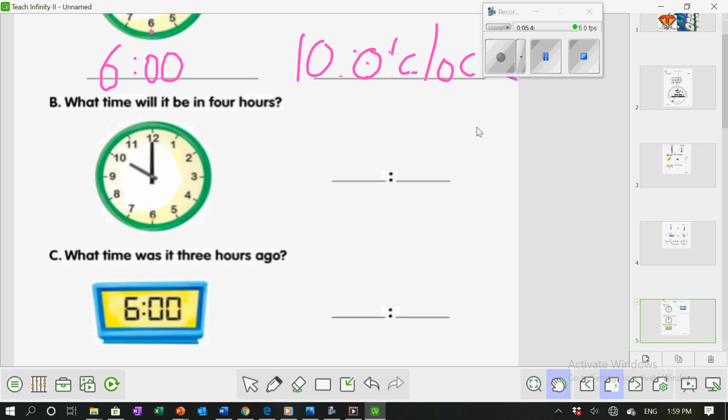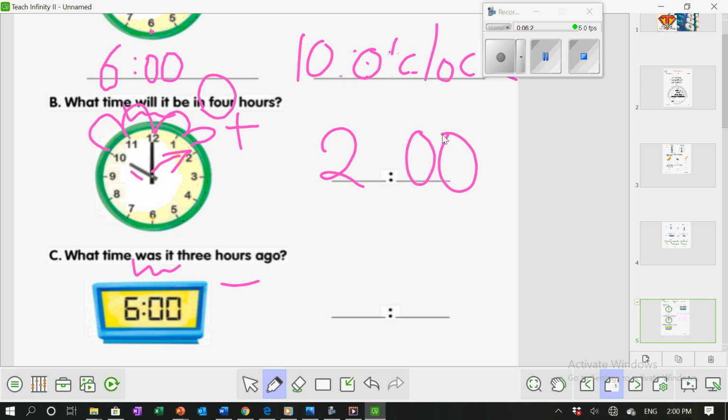The time will be in 4 hours. Will be, not now. When you have the word will, that means later, plus. When you have the word was, that means in the past, so it's minus. So after 4 hours, let's count. Where is the hour hand? So when I'm moving hours, I use only the hour hand. I'm moving 4 hours forward. 1, 2, 3, 4. So the hour hand should be where? On the 2. So it's 2 o'clock.